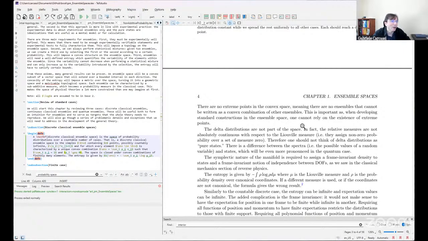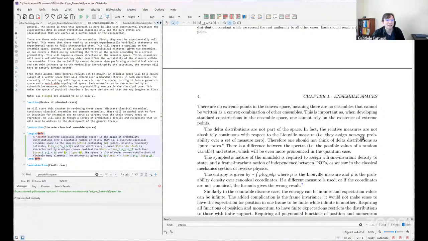Let's read it, because probably I said it better there. There are no extreme points in the convex combination, meaning there are no ensembles that cannot be written as a convex combination of other ensembles. This is important because when developing standard constructions in the ensemble space, one cannot rely on the existence of extreme points. So this idea that everything is some distribution on perfect cases doesn't work, even in the classical continuum. The delta distributions are not part of the space, so a probability measure concentrated on one point is not in the space.